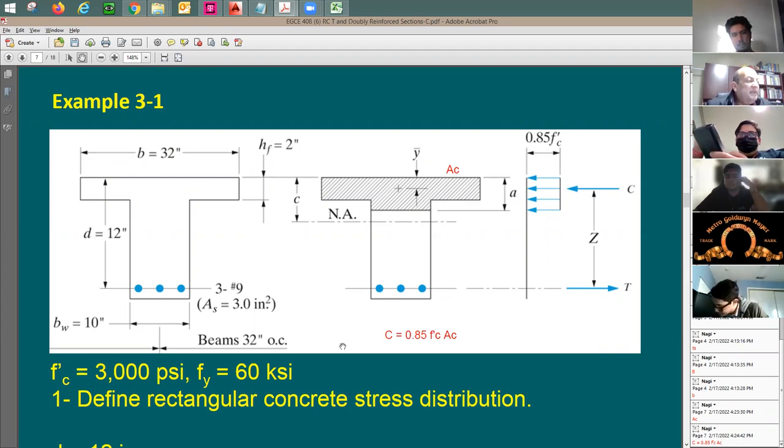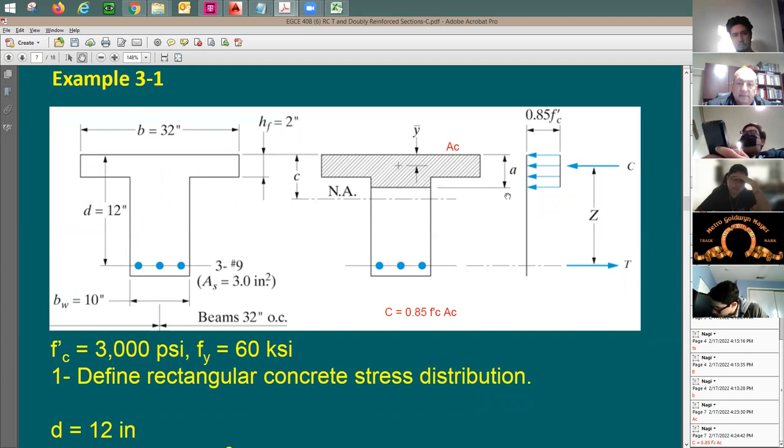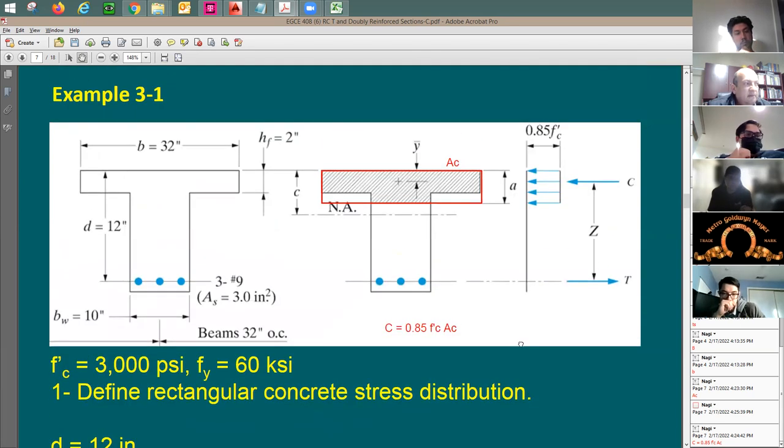So my analysis says that this gap here is 2.2 inches. But this is assuming that I'm gonna have a big compression block here, right? Because look at my equation. Just assume that the entire area here is exposed to compression force. The equation says C equals 0.85 f prime c times b times a, right? Here's b times a. But in reality I should have been using Ac in a case like that. In the past, Ac used to be equal to a times b.